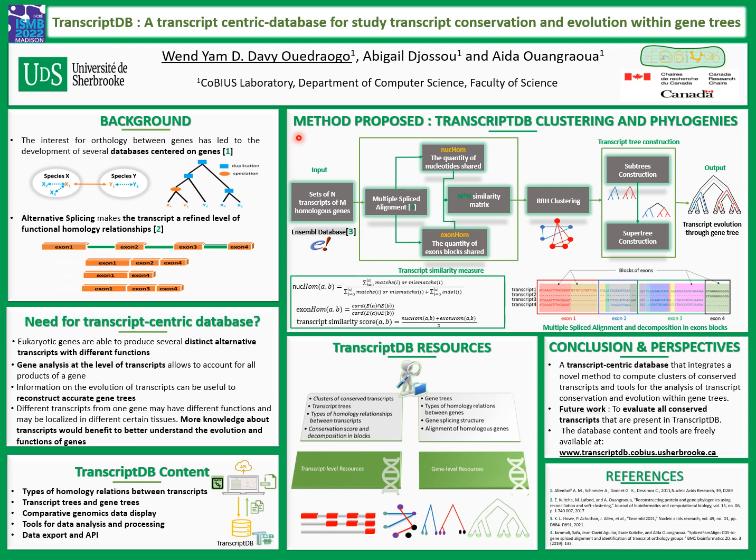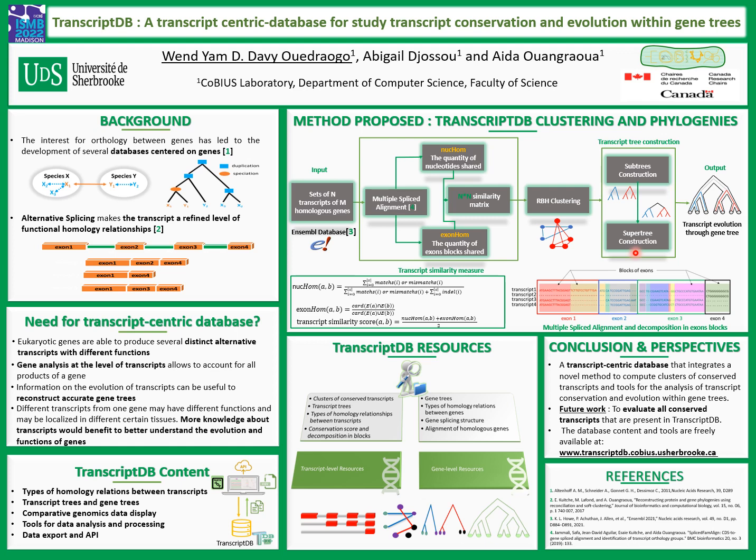exon blocks shared. The transcript phylogeny algorithm takes as input the cluster of conserved transcripts, here from TranscriptDB clustering, and the corresponding gene tree, and gives as output a transcript tree. The algorithm has two steps. The first step is the transcript subtree construction, and the second step is the transcript supertree construction.